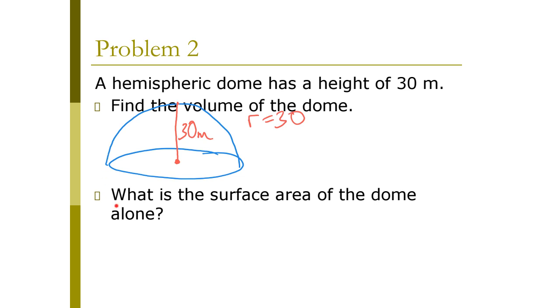If you thought about this as a full sphere, this is just going halfway across the sphere. So my radius is 30. Awesome. That's the only dimension that I need to find the volume of a hemisphere. My volume of a hemisphere is 2 pi r cubed over 3. So if I plug in the 30, 2 pi times 30 cubed over 3.